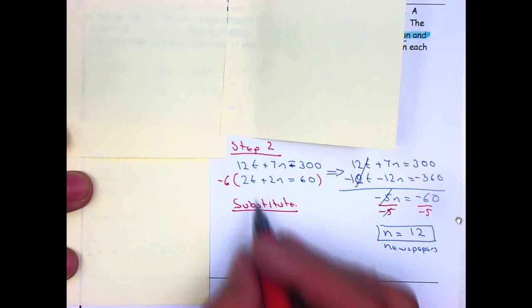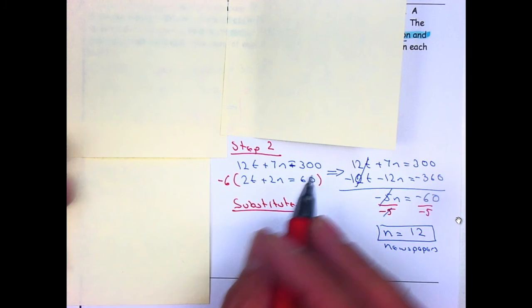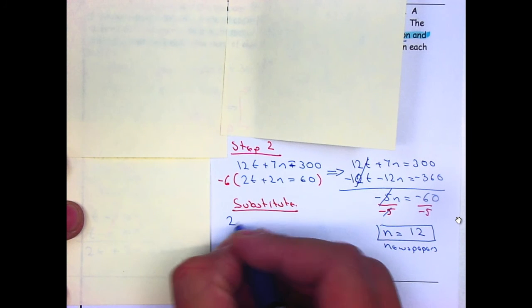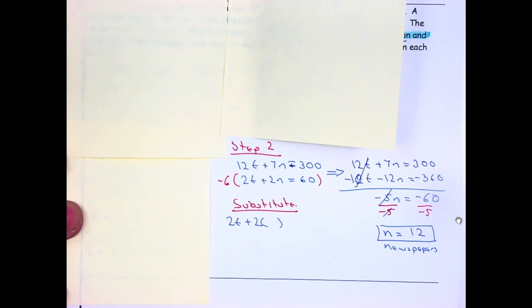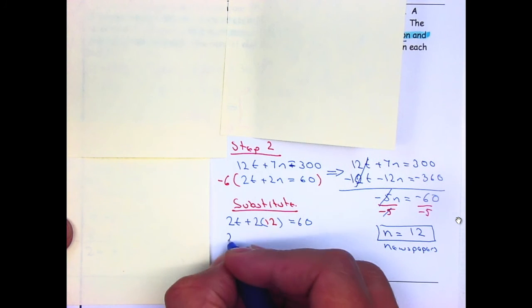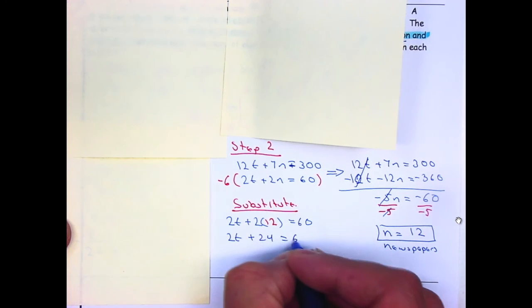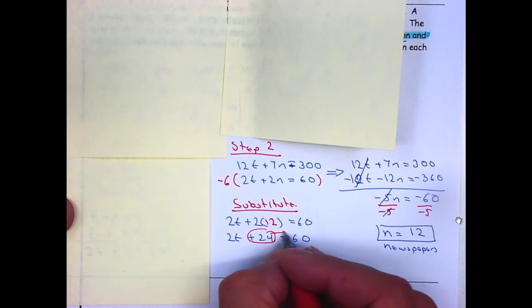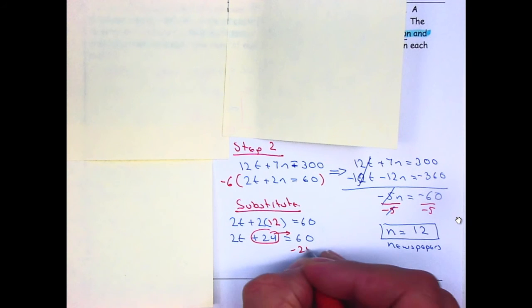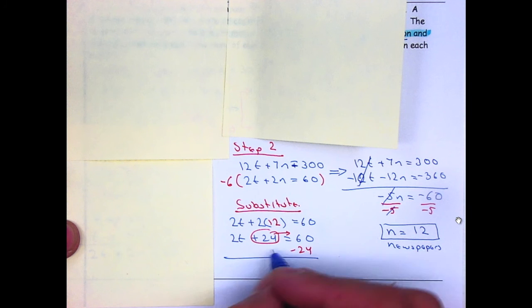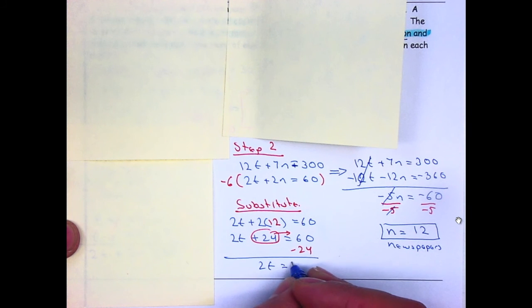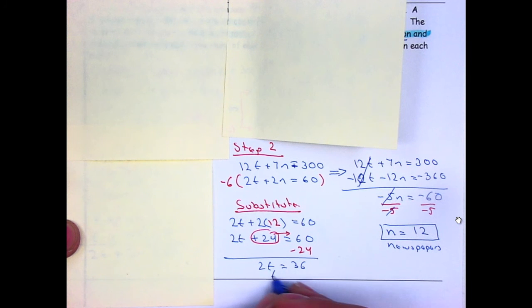We're going to substitute into either one of those 2 equations. The second one looks like much smaller numbers. So it'll be 2t plus 2, but instead of the n it will be 12, is equal to 60. So 2t plus 24 is equal to 60. I'm going to move my 24 to the right, becomes a negative 24. So we have 2t is equal to 36. t is equal to 18. So t is equal to 18. That will be TV ads.